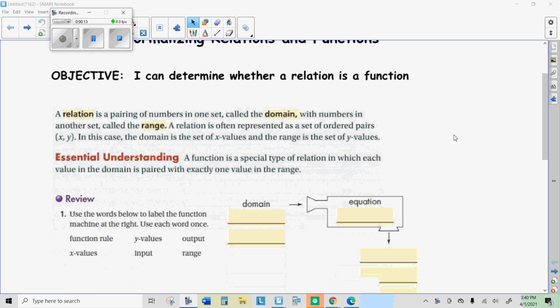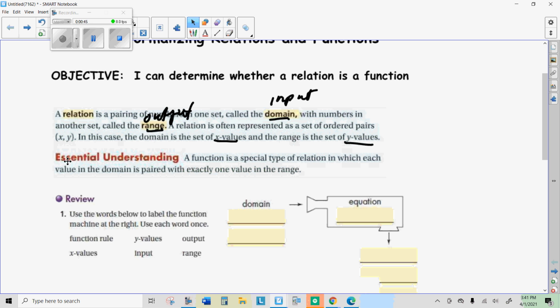Okay, a relation pairs numbers in one set called the domain with numbers in another set called the range. Basically, the domain is the same as your input, your x values. The range is the same as your output. We often use ordered pairs to show this. In this case, the domain is a set of x values, and the range is a set of y values.